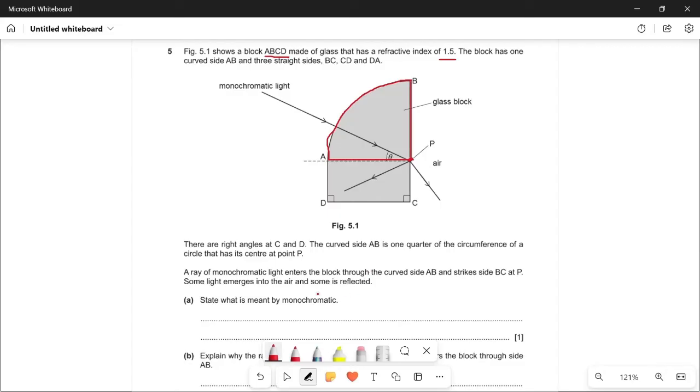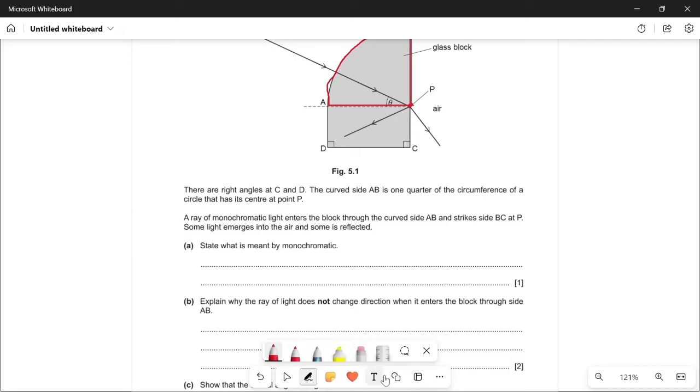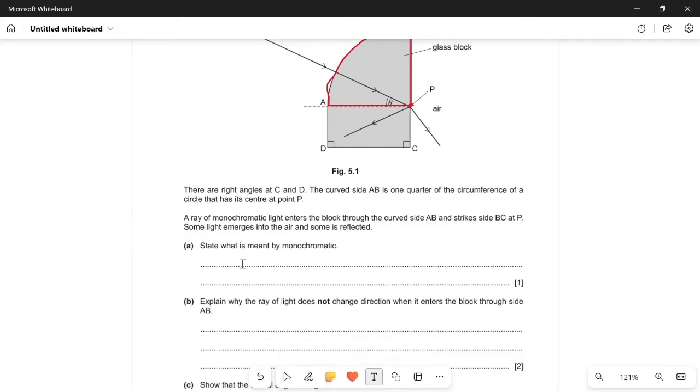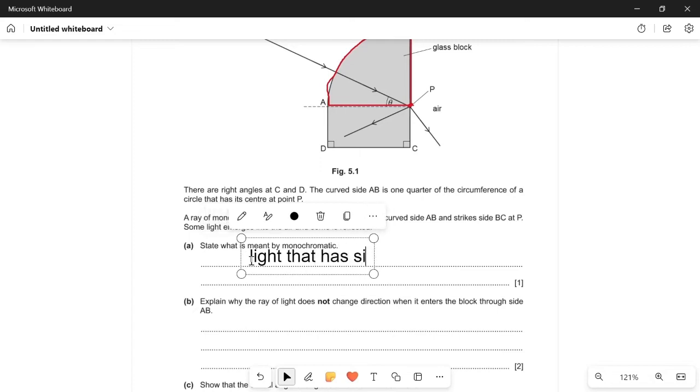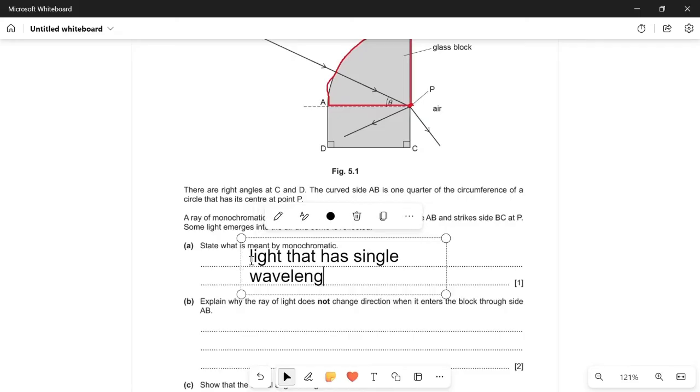State what's meant by monochromatic. So monochromatic is a type of light that only has a single wavelength. So light that has a single wavelength. Due to the single wavelength, it would have a single color.